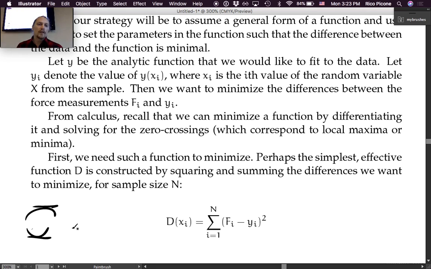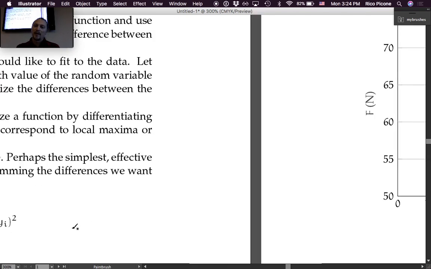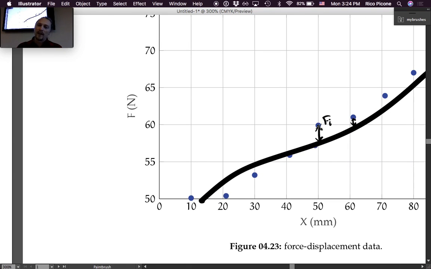So if we're going to use that technique here, which is what we're going to do, first we need to construct a function to minimize. Okay, so we need a function that we want to minimize. It's not the function itself, y, that we want to minimize. We want to minimize some function that describes the differences between each of the measurements and this function, right? We want to minimize that. So remember, we want to minimize these guys.